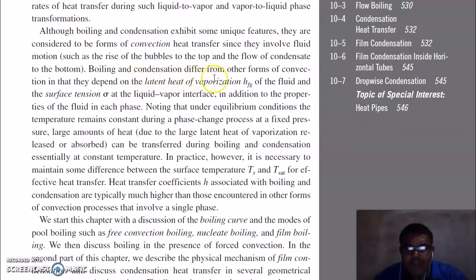Boiling and condensation differ from other forms of convection in that they depend on the latent heat of vaporization h_fg of the fluid and the surface tension sigma at the liquid-vapor interface, in addition to the properties of the fluid in each phase. Noting that under equilibrium conditions the temperature remains constant during a phase change process at a fixed pressure, a large amount of heat, due to the large latent heat of vaporization, can be released or absorbed during boiling and condensation, essentially at constant temperature.